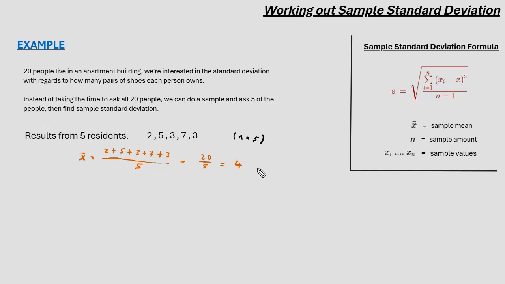So now that we know the sample mean value, we can work out the top line of the fraction inside the square root. And this is what the sums look like with the numbers. We have our first value minus the mean squared plus our second value minus the mean squared, and so on, summing up till we get to our fifth value minus the mean squared.